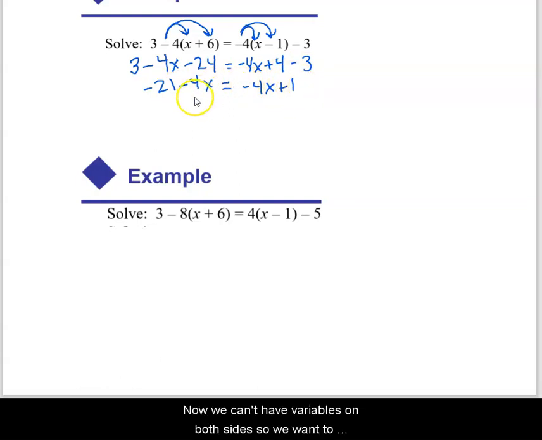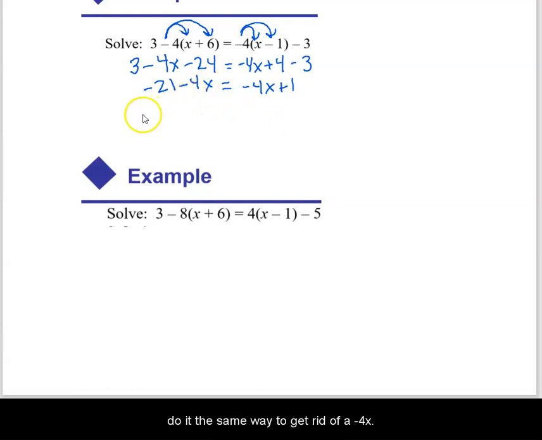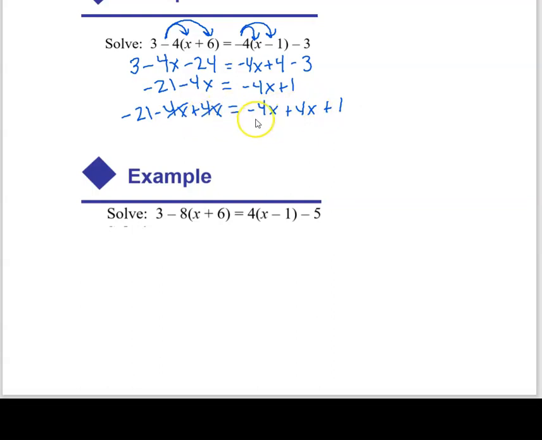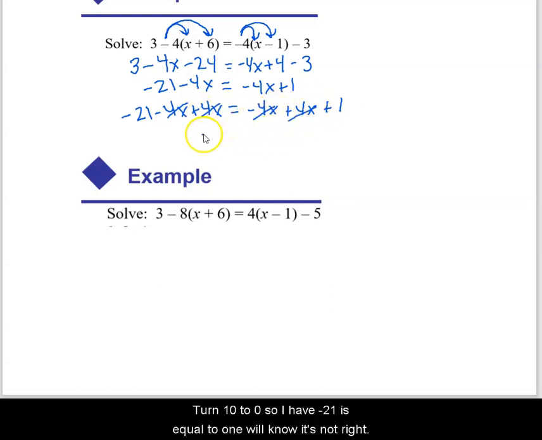Now we can't have variables on both sides, so we want to either move this minus 4x or move this minus 4x, and we're going to do it the same way. To get rid of a minus 4x, we're going to have to add 4x. If I add 4x to this side, I've also got to add 4x to this side. Well, that turns into 0, so I have negative 21 is equal to 1.